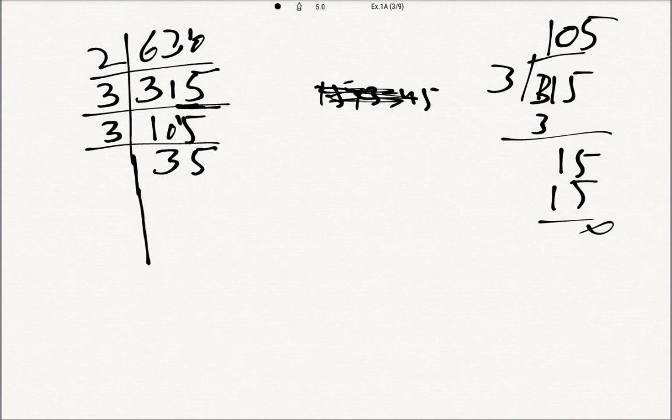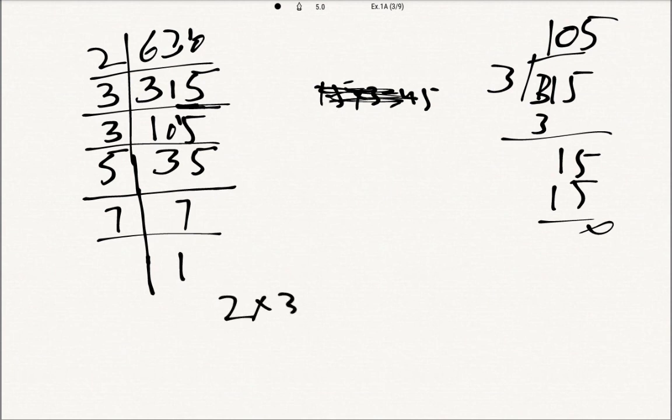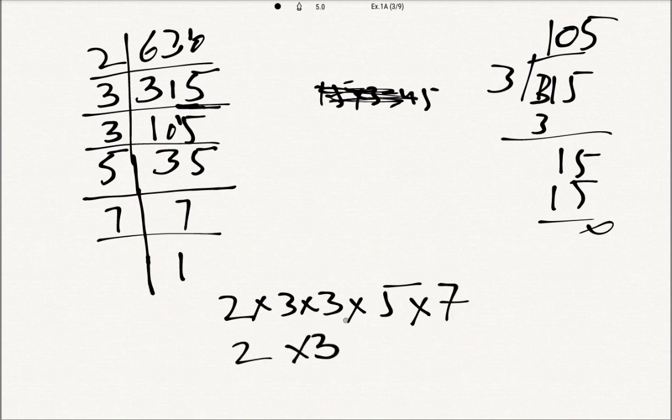Now we should use 7 or 5. We have to use 5, since 5 comes after 3. 5 7s are 35, 7 1s are 7. So 2 multiplied by 3 multiplied by 3 multiplied by 5 multiplied by 7. So 2 times 3 raised to power 2 multiplied by 5 multiplied by 7. So this is the required answer.